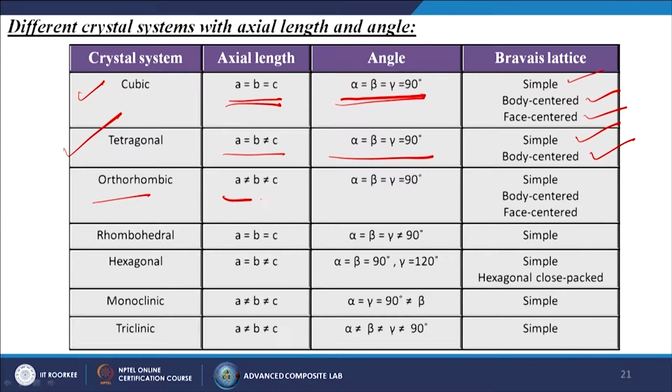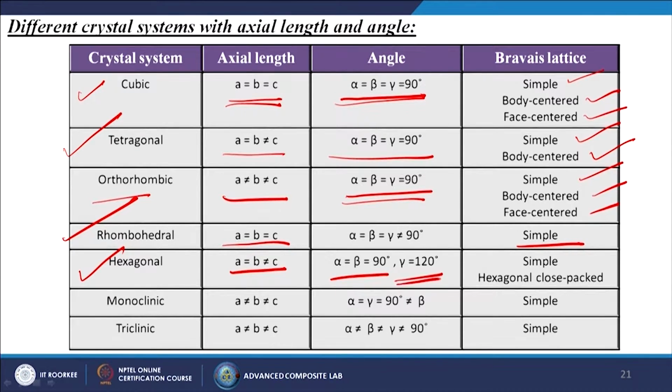Orthorhombic: a not equal to b, not equal to c, and alpha, beta and gamma are all 90 degrees. It is simple, body centered and face centered. For rhombohedral, a is equal to b is equal to c, and alpha, beta and gamma are not 90 degrees; it is simple. For hexagonal, a is equal to b but not equal to c. Alpha and beta are 90 degrees, but gamma is 120 degrees.